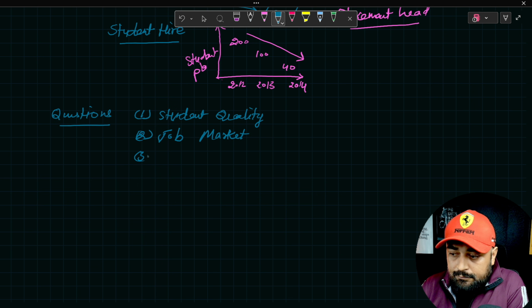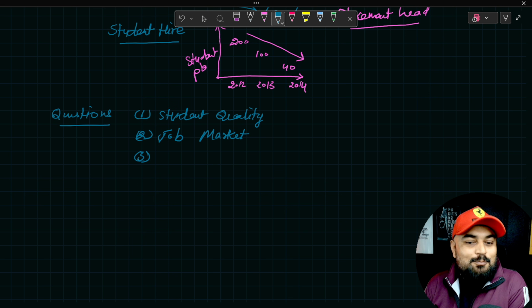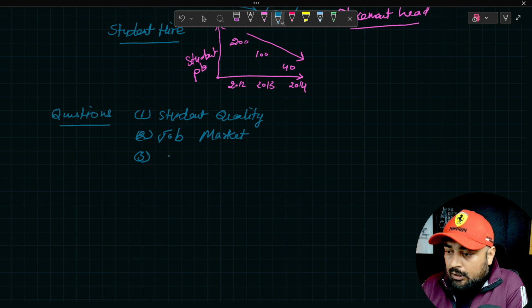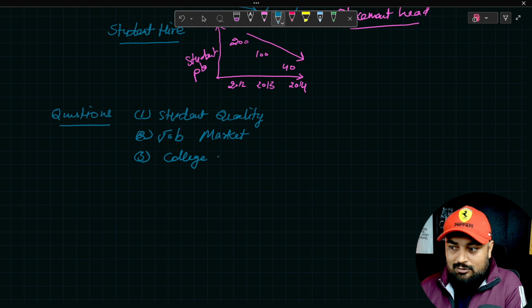And the third one, can you think of anything? Just put it in the comments, okay? The third one is that college teaching standards are not high. So teaching standards or the quality of teachers decreased.